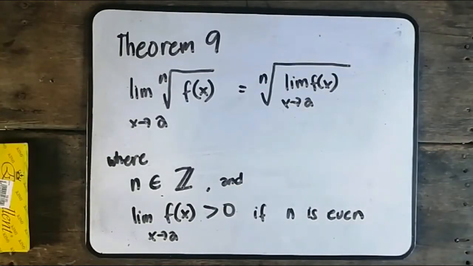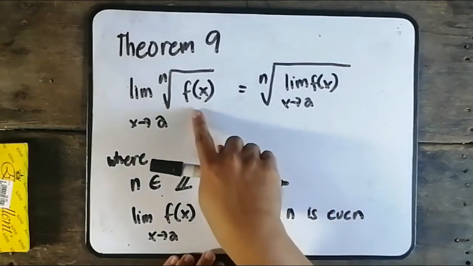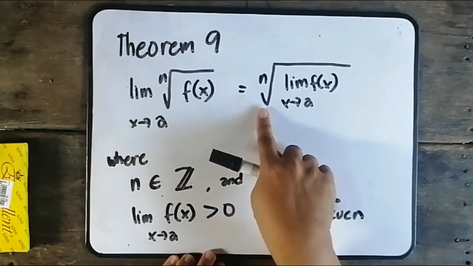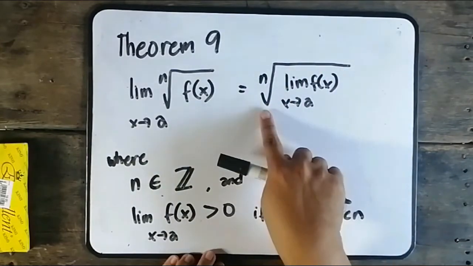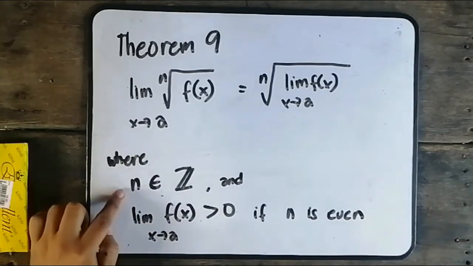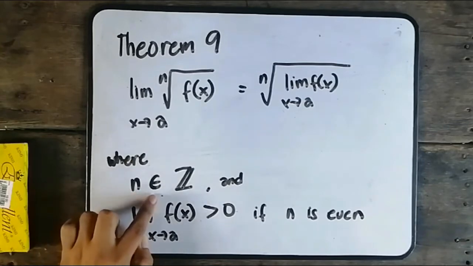For the last theorem, the limit of the nth root of a function as x approaches a is actually equal to the nth root of the limit of f of x as x approaches a. So, pag meron pala tayong ganito, pwede pa nating ilabas yung root, nth root niya. Okay? Kunin muna natin yung limit ng function and then saka natin nth root. Provided that yung n natin dito must be an element of the set of integers.